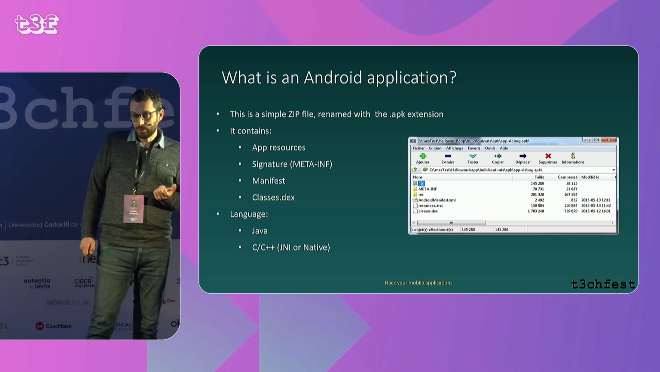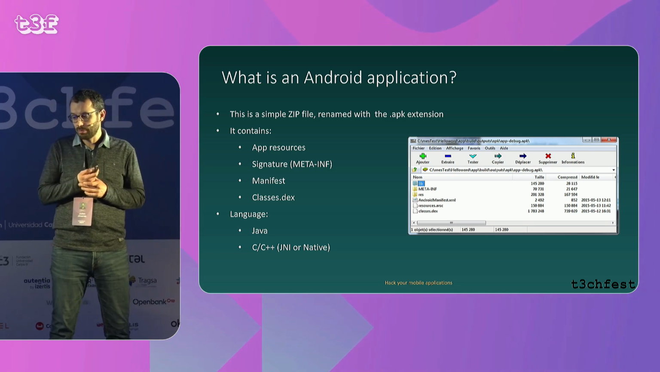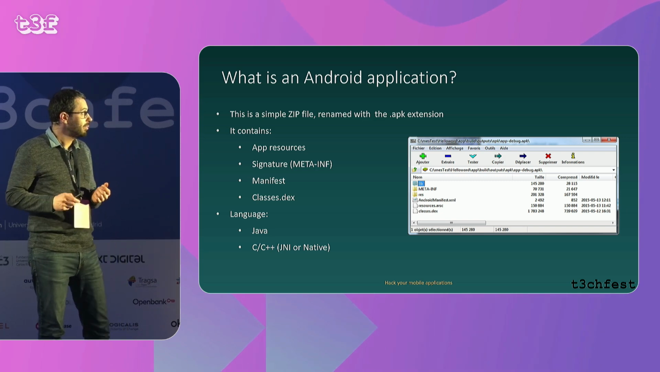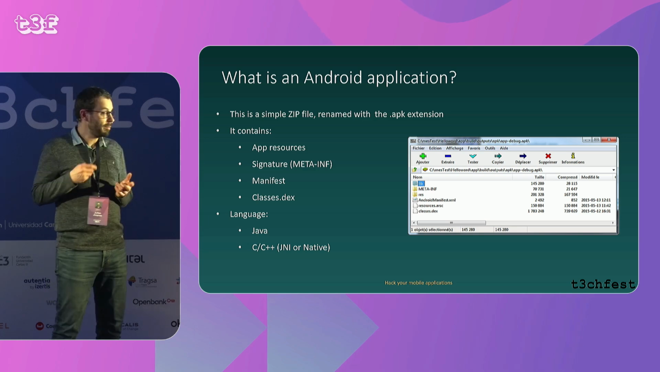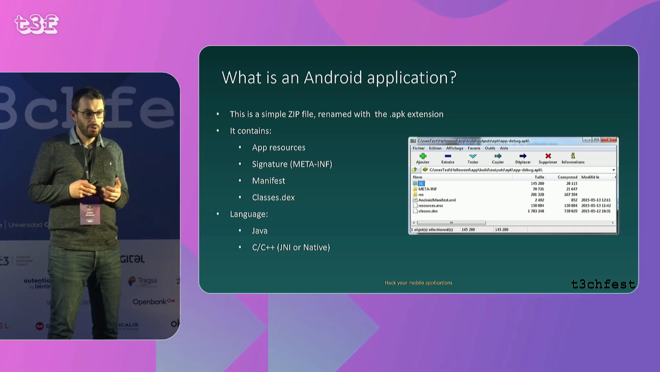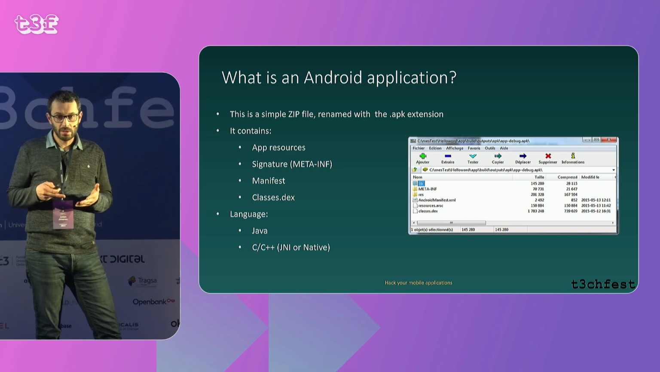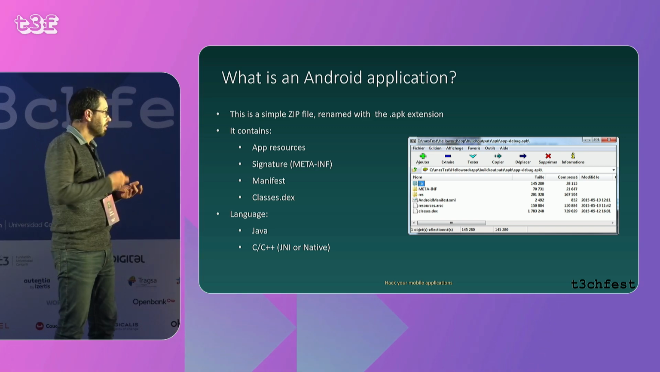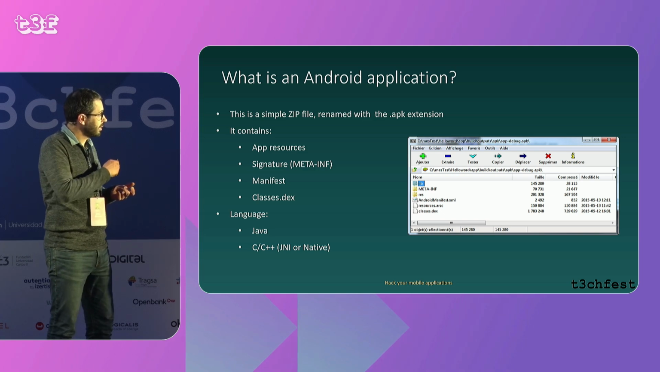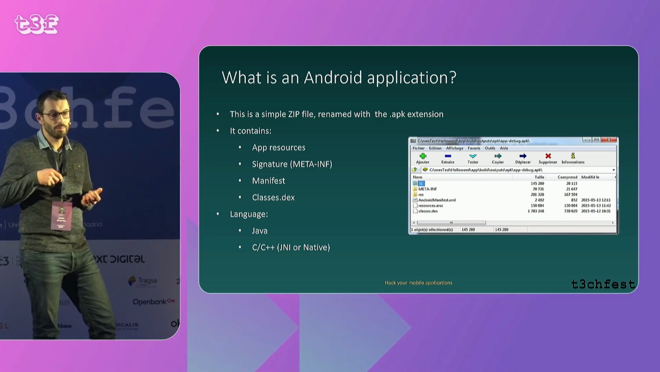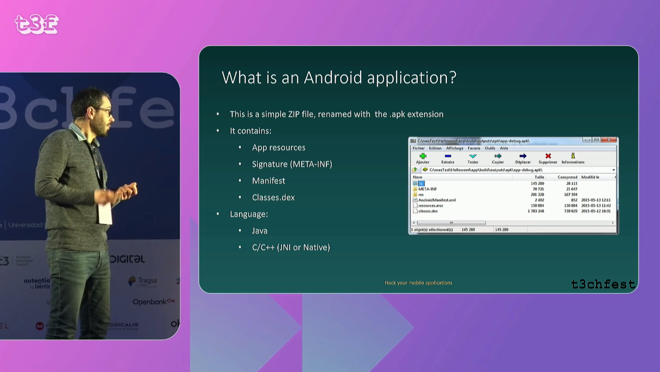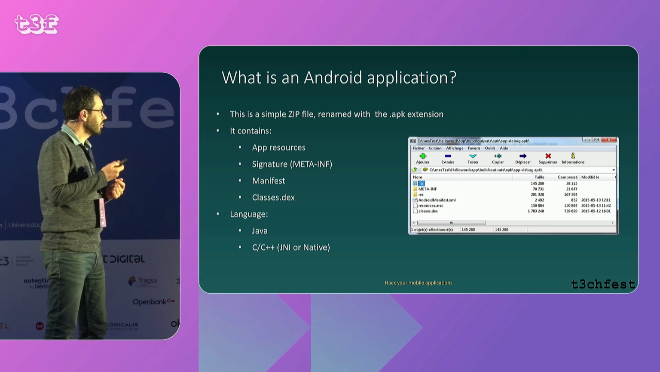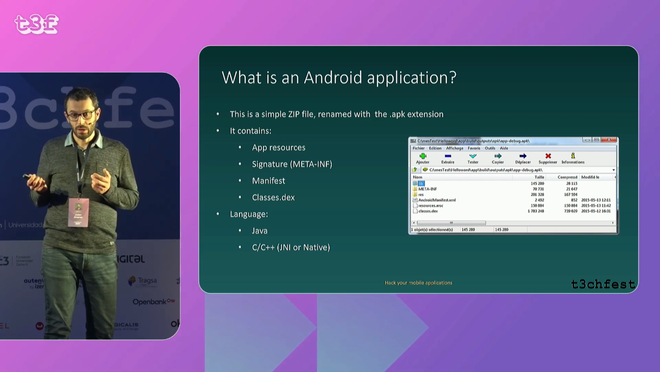Now, what is an Android application? In fact, an Android application is a simple zip file renamed with the APK extension. So if we want to see what is inside, we just have to unzip this file, and we will see some resources like images, icons, etc. The signature of the application, and also AndroidManifest.xml.